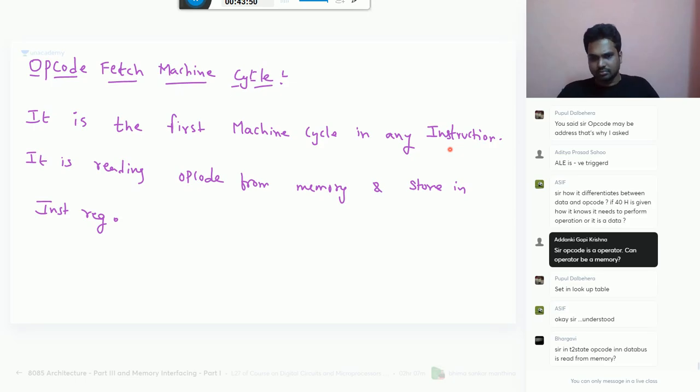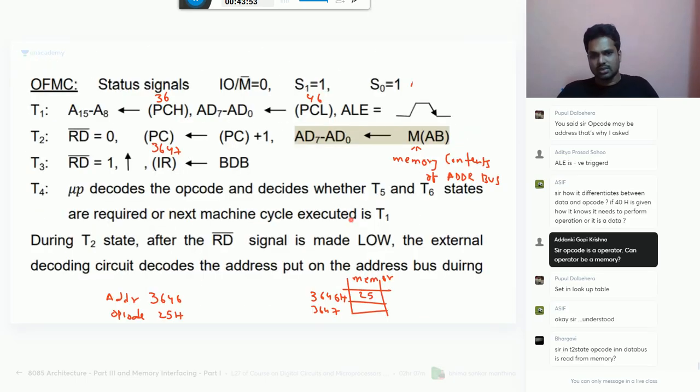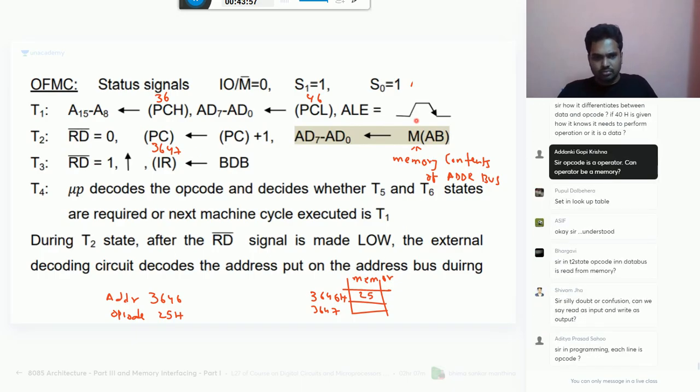Yes, correct, Bhargavi. See here, in T2 state, this 25 will come and sit on the address bus. Not every line is opcode. Your line, suppose you say move A comma B, in this you have opcode and operands. Say or otherwise add 25 is there. In that, add is the opcode, 25 is the operand.